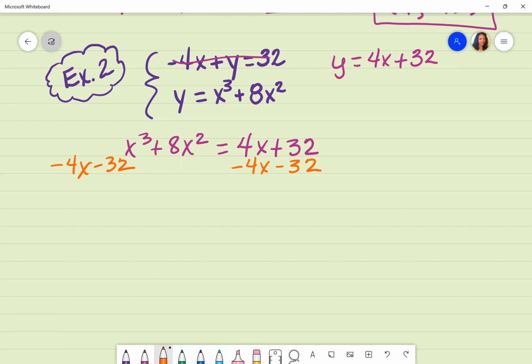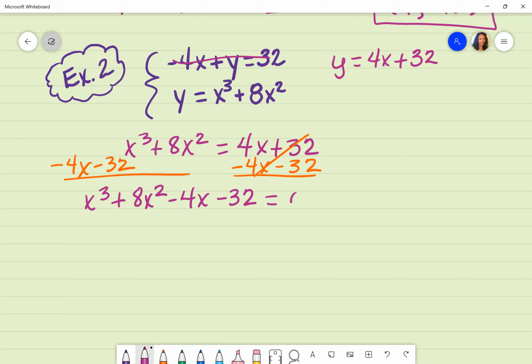And what's going to end up happening is on the right-hand side, that's going to zero out. And on the left-hand side, I'm going to end up with 4 terms. I have x cubed plus 8x squared minus 4x minus 32 is equal to 0. So I can look at this and I see that I can factor by grouping. So I'm going to show you that way as well as factoring by the area model or the box method, if that's how you want to look at it.